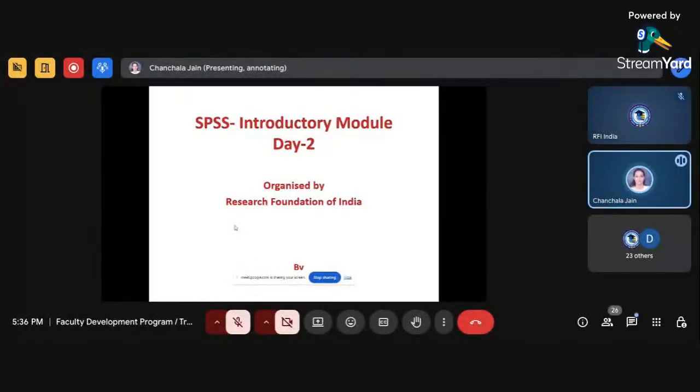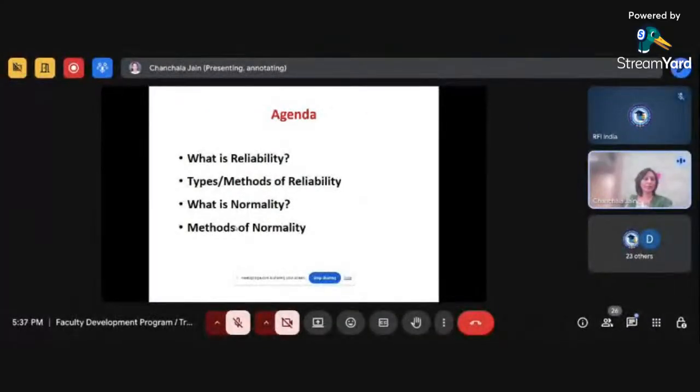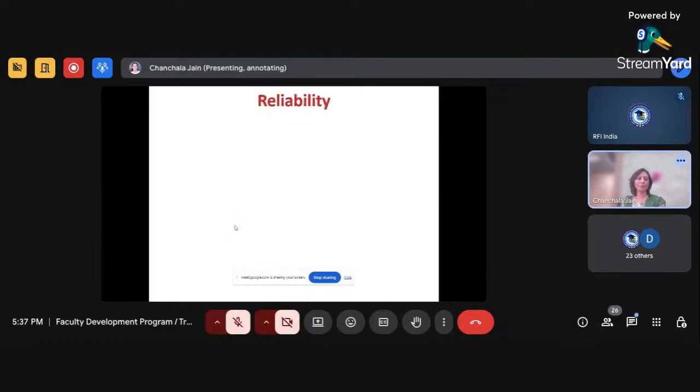So moving ahead, agenda of the day is I'll talk about the meaning of reliability. We'll see various methods, types of reliability. Along with that, the concept of normality and the methods to check the normality of the data, right? Starting with the first concept, that is reliability. So I'll say this thing.